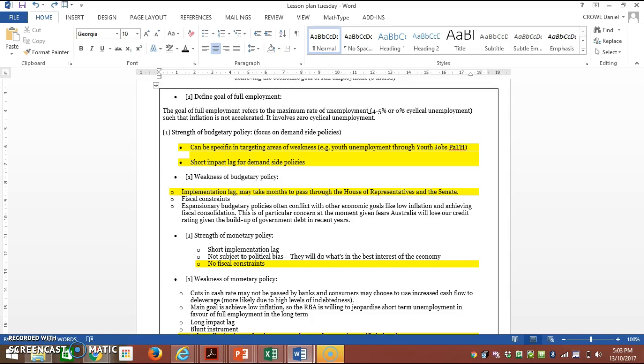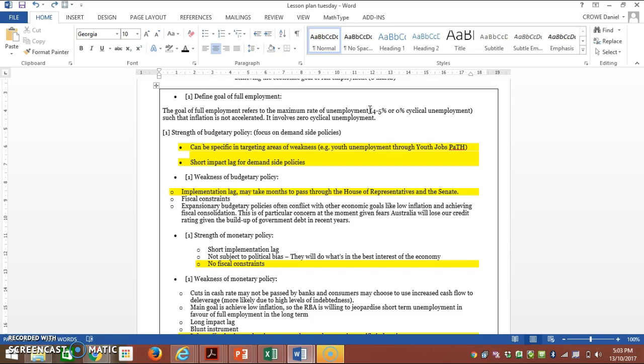So when you're analysing budgetary policy, some of the key things you'd want to focus on when you're linking it to full employment is that they can target particular areas of weakness. So budgetary policy through the youth unemployment program, Youth Jobs Path can target young people that are particularly vulnerable because of a lack of skills, or they can target older people through subsidies. So your key policy for budgetary is they can target particular sectors of the economy. The other thing is it has a short impact lag, so they can quickly work to boost demand and create employment if there are issues with a lack of demand in the economy.